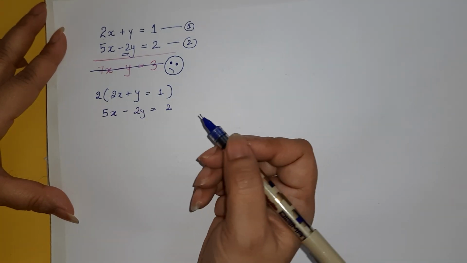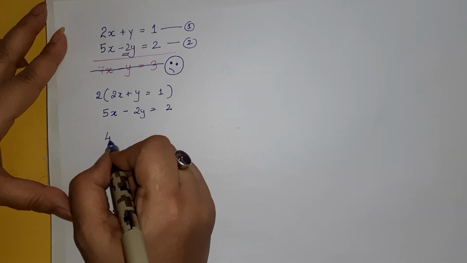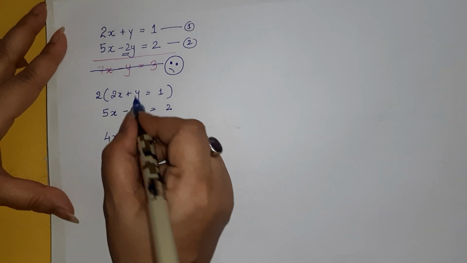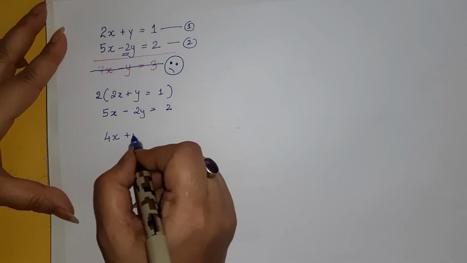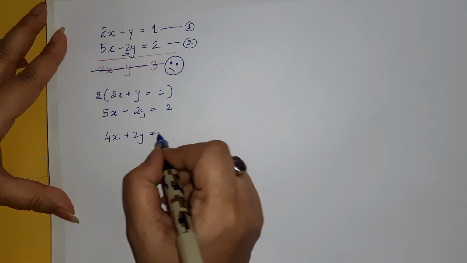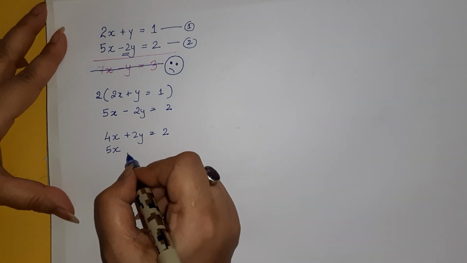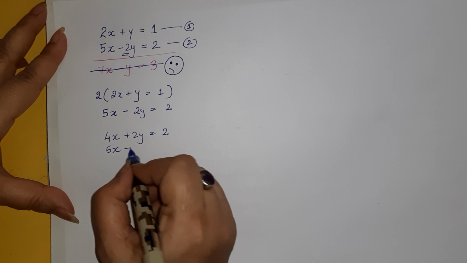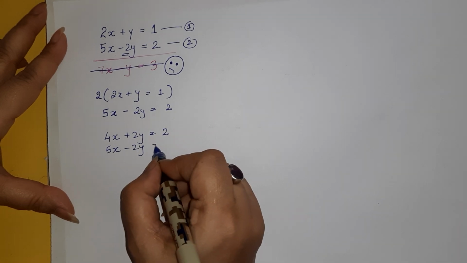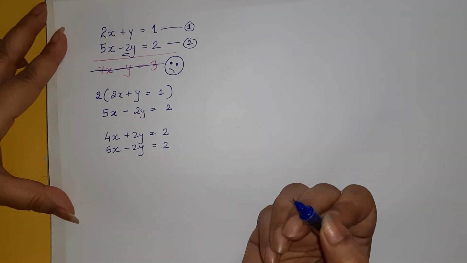What is the result? 2 multiplied by 2x is 4x. 2 multiplied by y is 2y. 2 multiplied by 1 is 2. And now we write 5x minus 2y, and this is equal to 2.